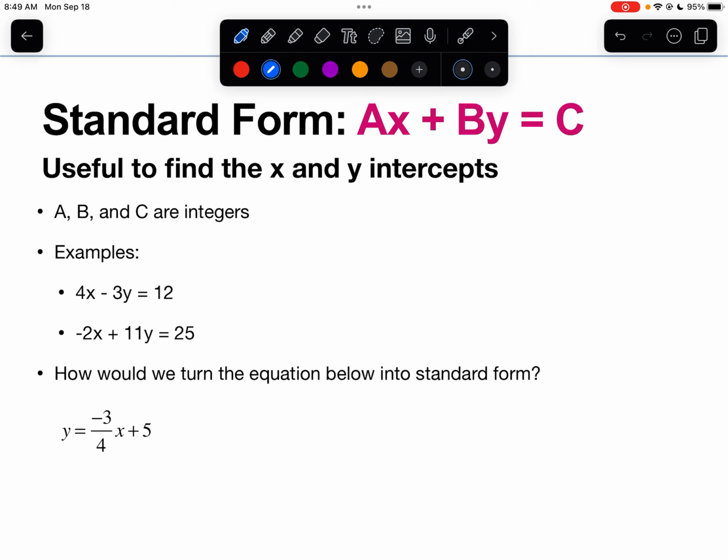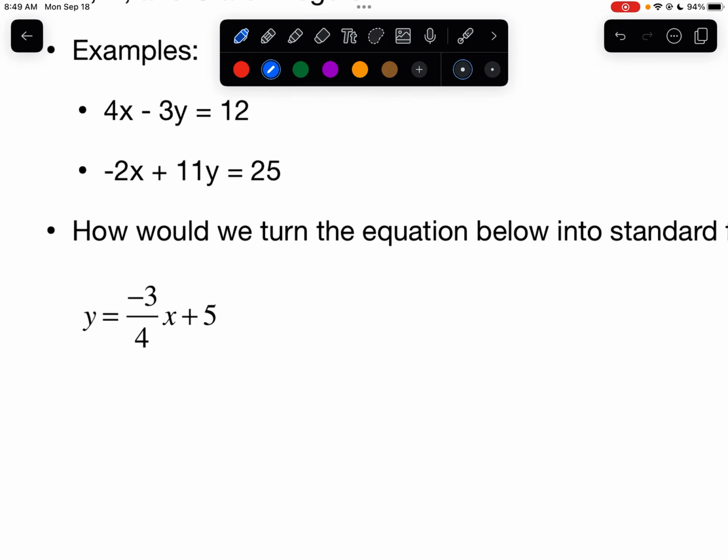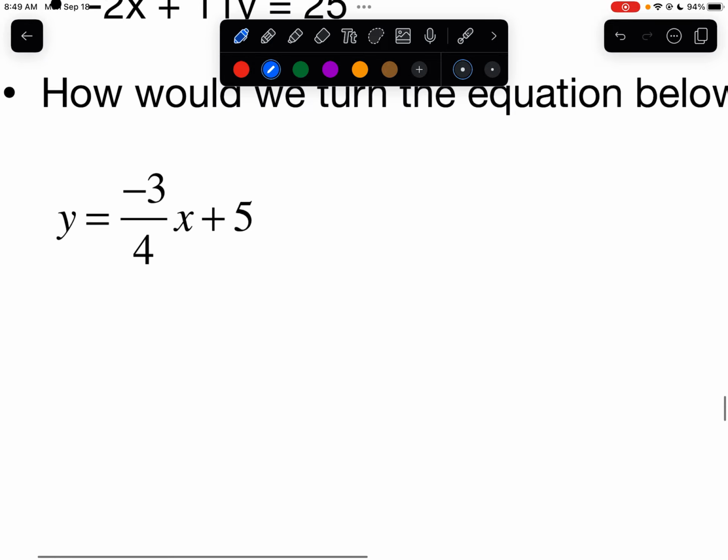Now, in this format, a, b, and c are integers, positive or negative whole numbers. A few examples are shown on the screen here. 4x minus 3y equals 12, negative 2x plus 11y equals 25. Now, one skill that we are often asked to do is to take an equation and turn it into standard form. So consider this slope-intercept equation here, y equals negative 3/4 x plus 5.